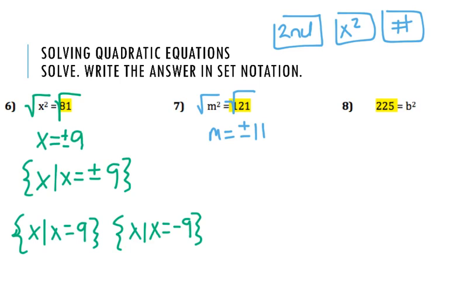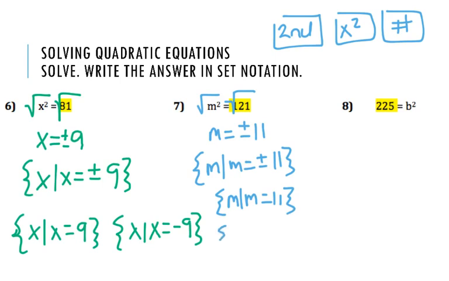To put it into set notation, we would have the set m such that m equals positive and negative 11. We could write it separately and say the set m such that m equals 11, as well as the set m such that m equals negative 11.